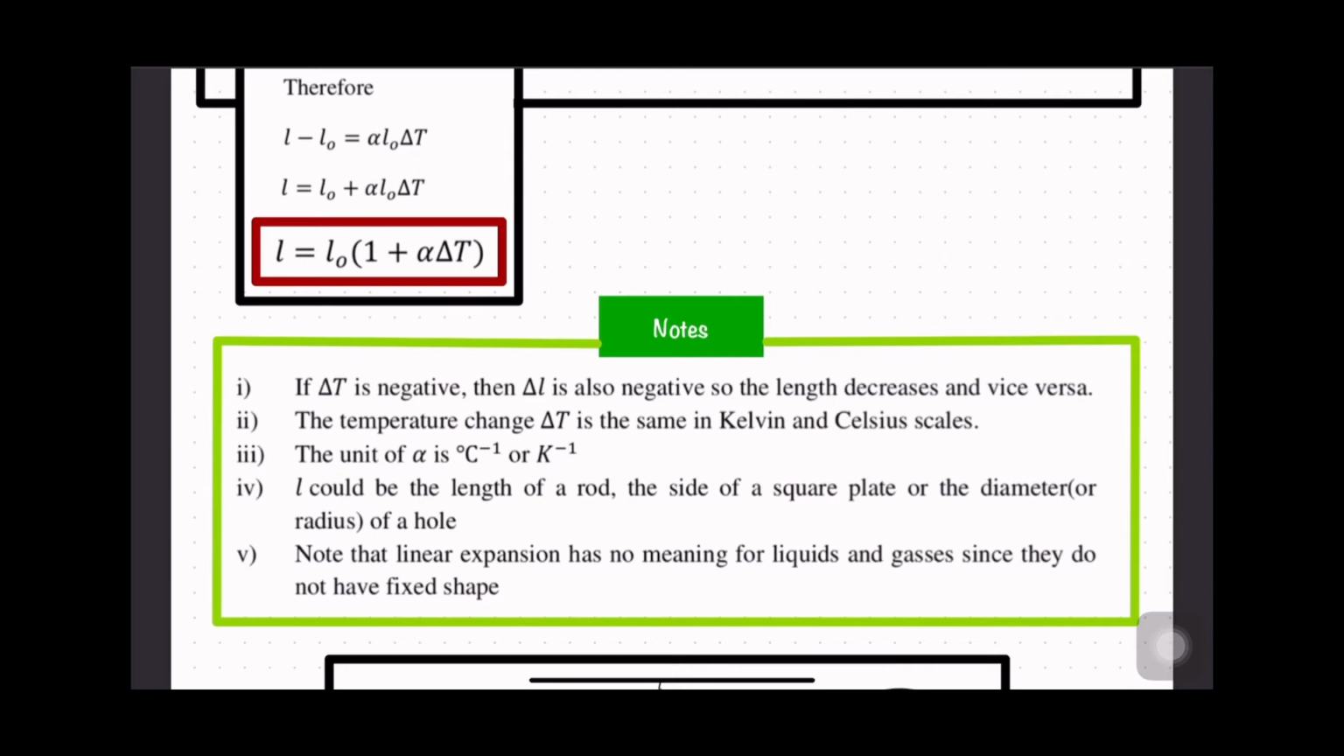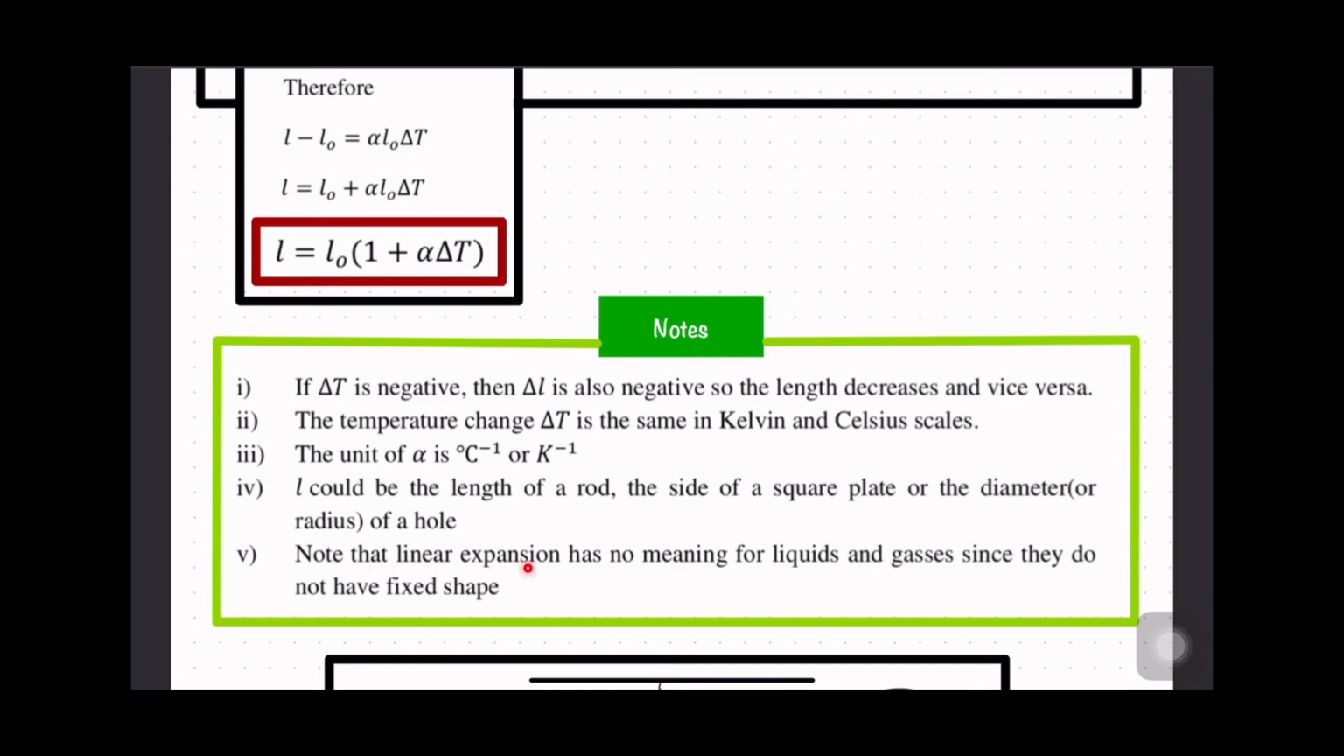So kalau dia bagi dalam Celsius, tak perlu tukar dalam Kelvin. Okay, next the unit of alpha is per degree Celsius or per Kelvin. Okay, length could be the length of the rod, the side of the square plate ataupun diameter of the radius of a hole. Tu kita consider sebagai dalam satu group yang sama lah, itu linear expansion.